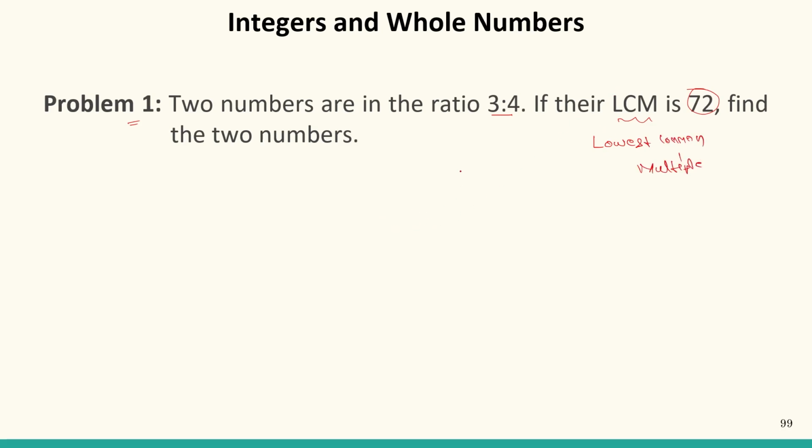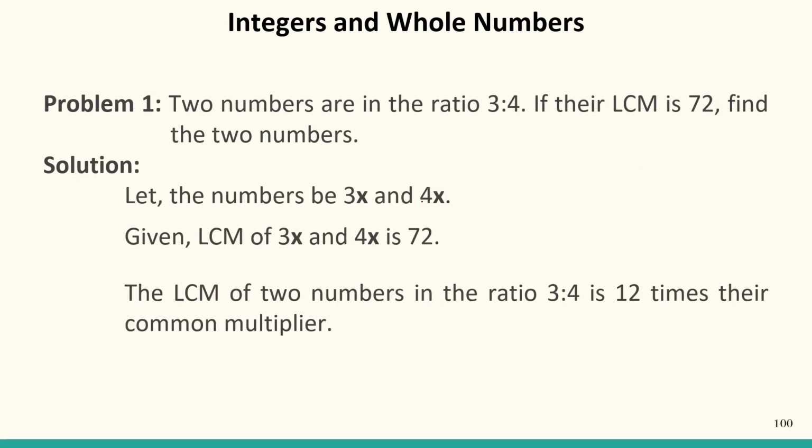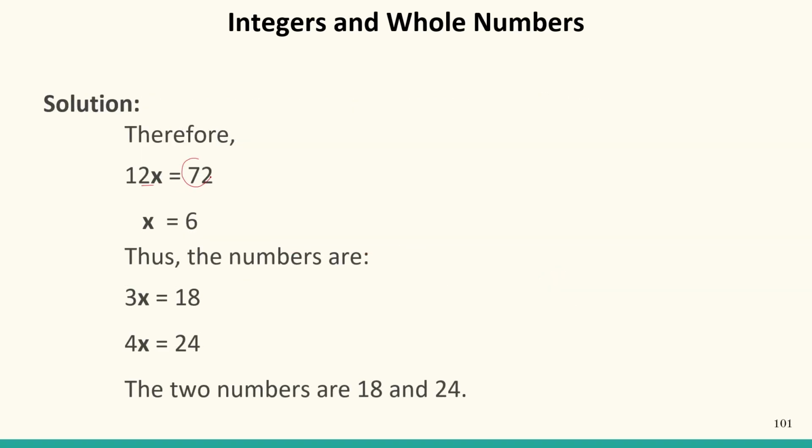Their ratio is given, so let the numbers be 3x and 4x. Basically their common factor is x. It is given that their LCM is 72. The LCM of 3x and 4x is 72. The LCM of two numbers in this ratio is 12 times their common multiplier. Therefore 12x is equal to 72.